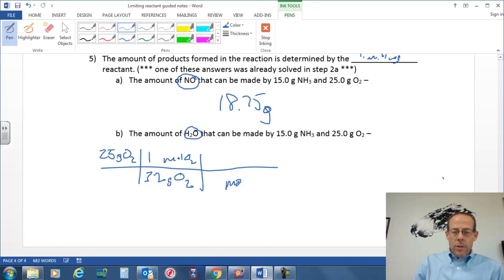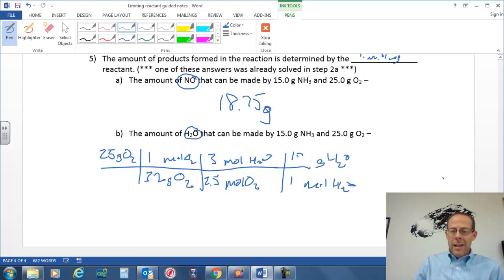And then we have moles of oxygen. And now we're going to moles of water. And I believe that was, what was it, 3 to 2.5. All right. And then lastly, I'm going to change my moles of water into grams of water. And that's 1 mole equals about 18 grams. I think it's 18.0148. But regardless, my answer would be 16.88 grams of H2O. All right, so that is limiting reactants.